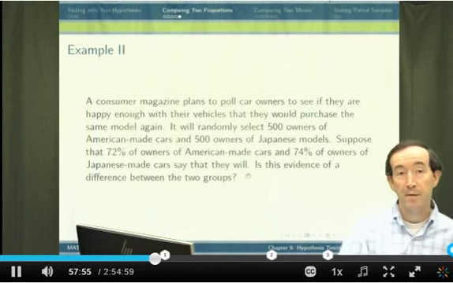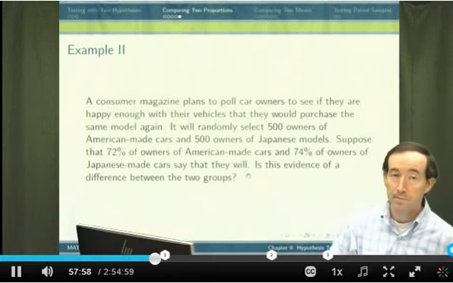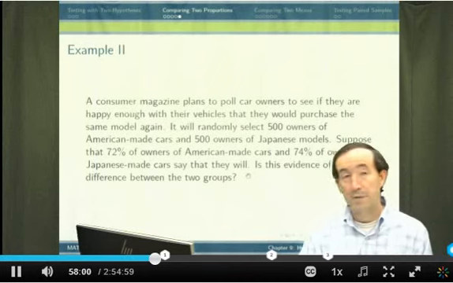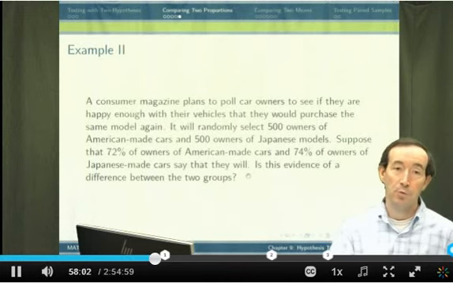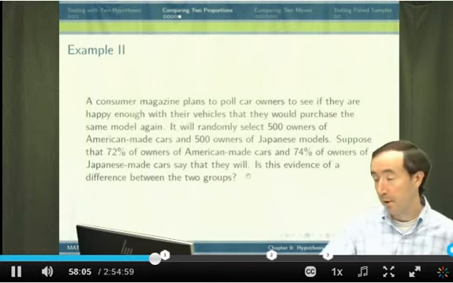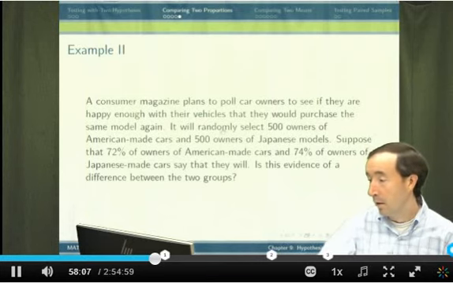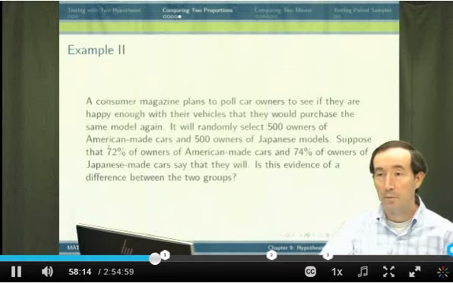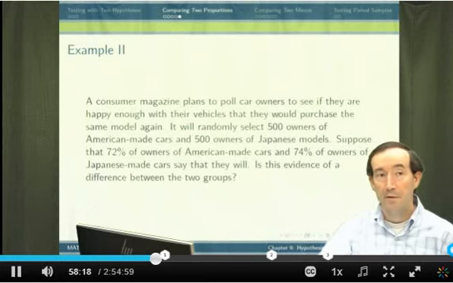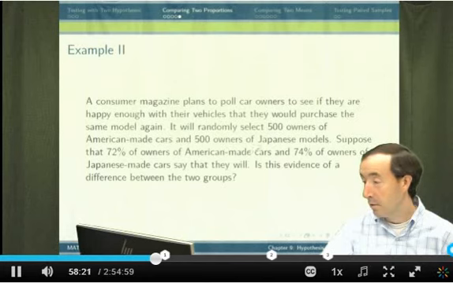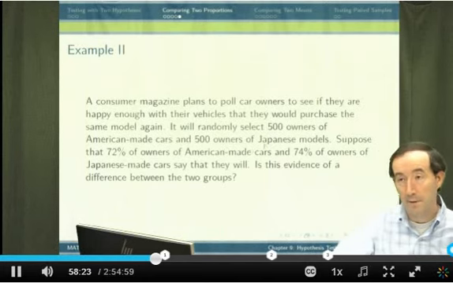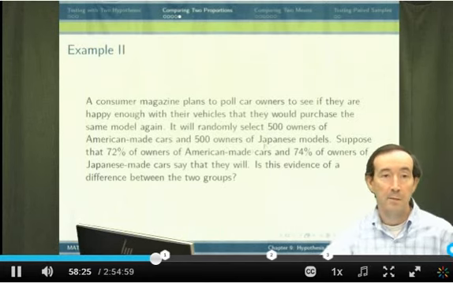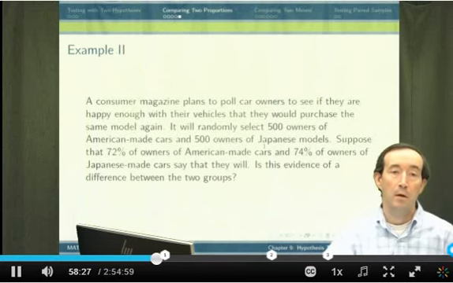Before we can run any of those tests, we have to check those three conditions. Would we expect independence within each group? So first of all, within the American-made cars group, we have a random selection of 500, so that randomization should give us independence within the American group. Similarly, within the Japanese group, we have a randomly selected group of 500 owners, so that randomization should also give us independence. So that gives us the independence assumption within each group.